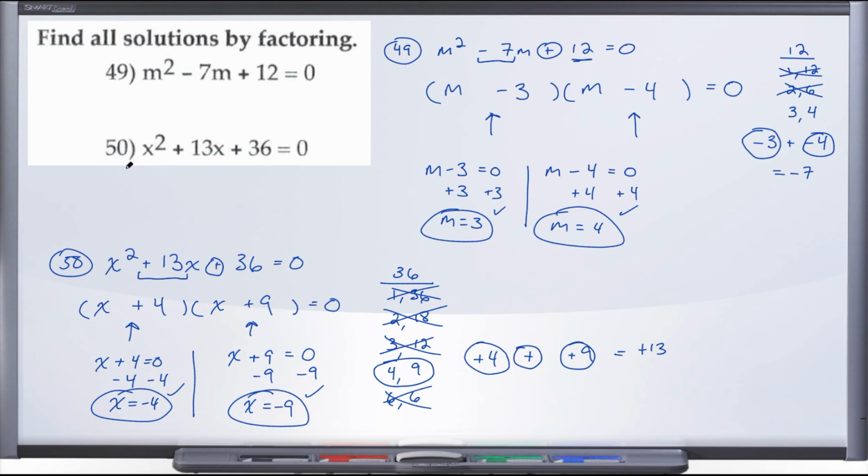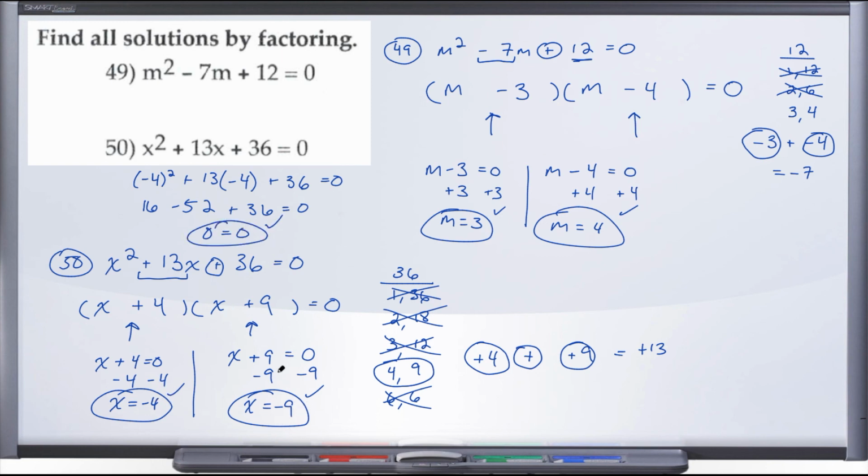Let's go ahead and test negative 4. So negative 4 squared plus 13 times negative 4 plus 36 equals 0. Well, let's see. Negative 4 squared is going to give us positive 16. And now negative 4 times 13 is negative 52. So minus 52 plus 36 equals 0. All right, and if you add this up, you will get 0 equals 0. So we know that negative 4 is a solution.